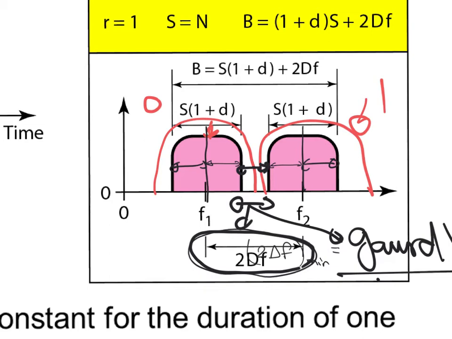Not B. Yes, they are the same. Now we're not assuming they are the same. They are the same. What is B? B is the total bandwidth.